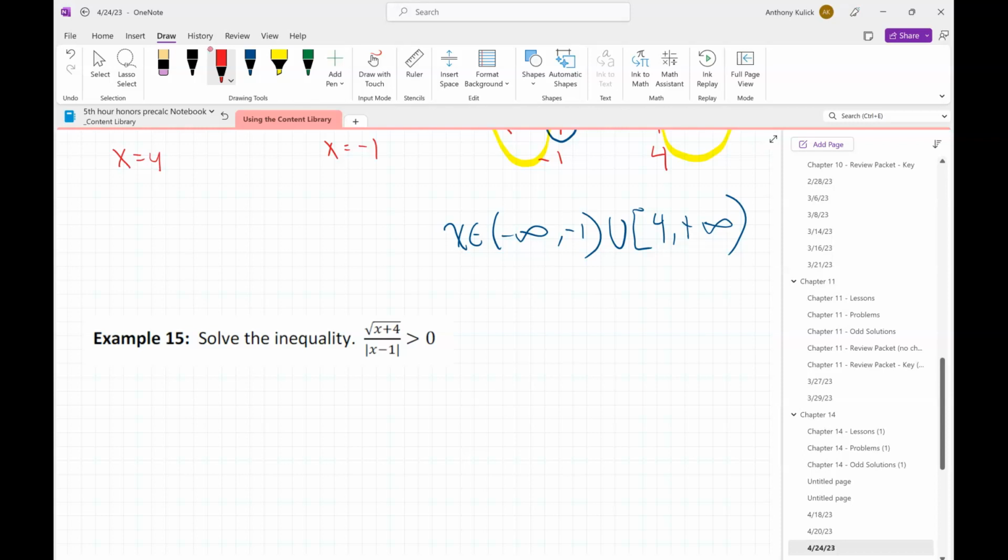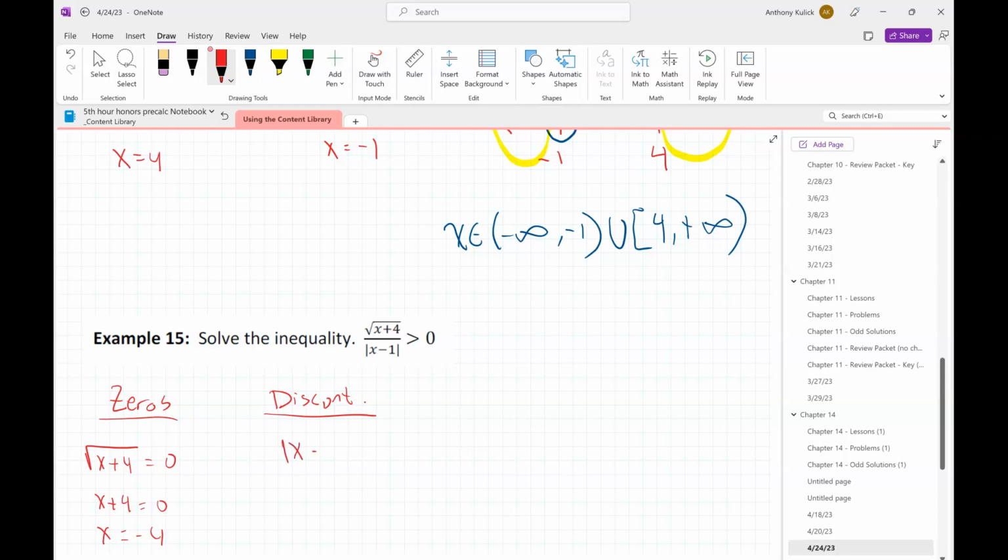All right, well, we'll start the same way. Start with the zeros. So that's just going to be the numerator set equal to 0. So I can square both sides. And then I get just -4. Everybody's okay with that? Okay. Discontinuities.